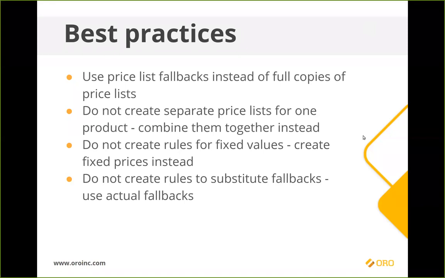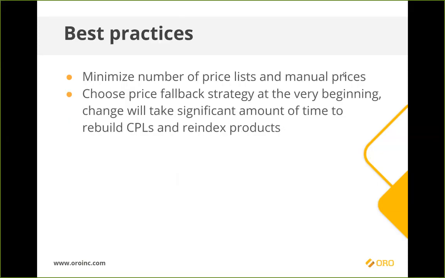So if you have lots and lots of price lists and lots and lots of prices, which is a common use case for B2B, it's better to optimize them from the very beginning and not make such mistakes. Talking about the amount of prices, you have to minimize the number of price lists and manual prices as much as possible, because these price list tables are used to perform joins, and the bigger the tables, the bigger the joins will be, the more memory the database will need, and the longer it will take for the application to process the prices and generate price lists.